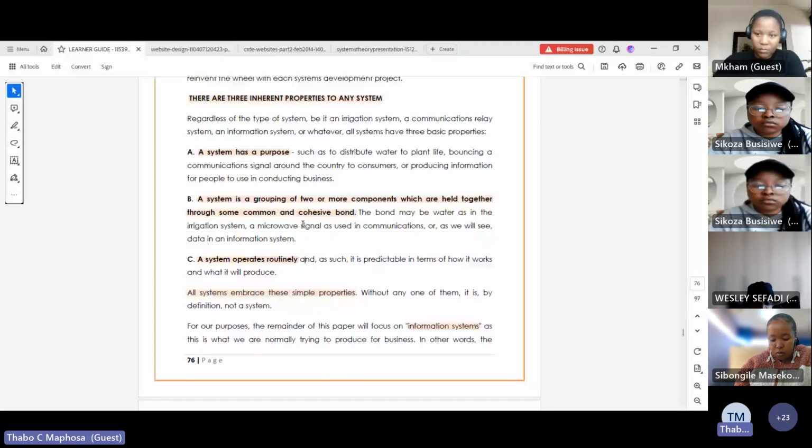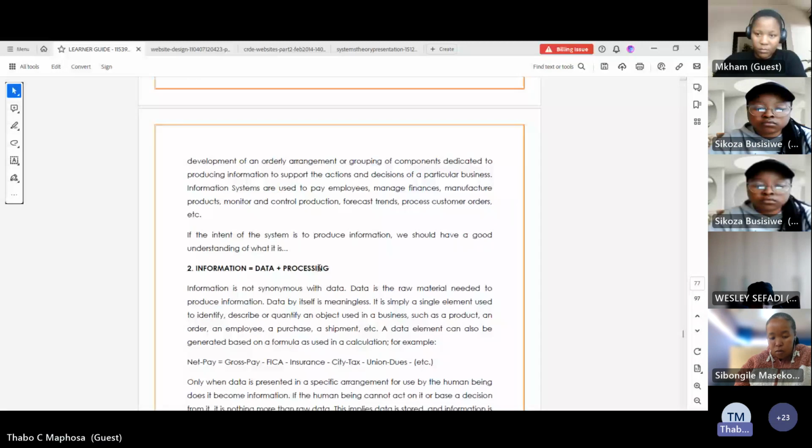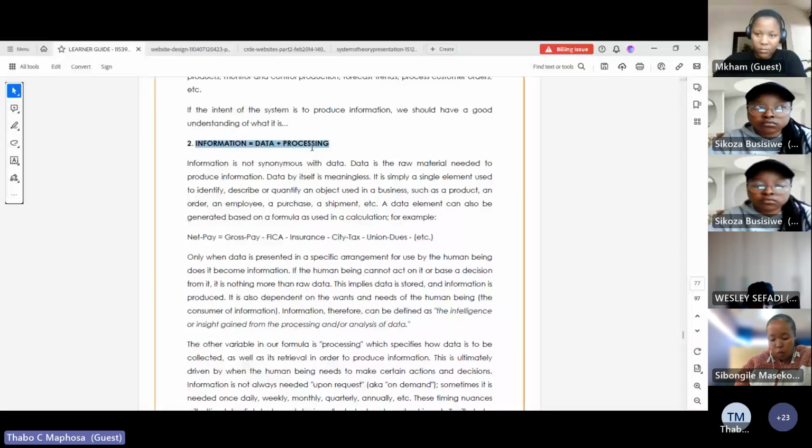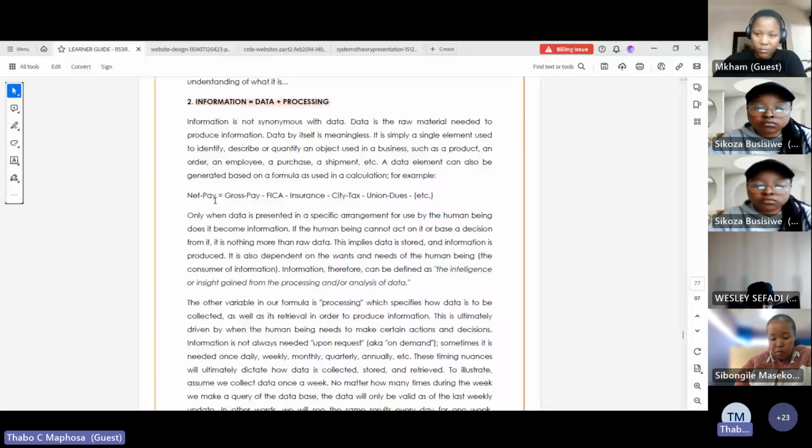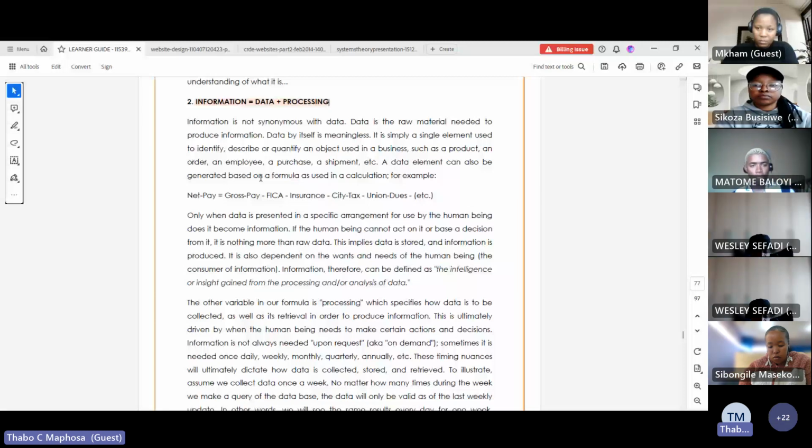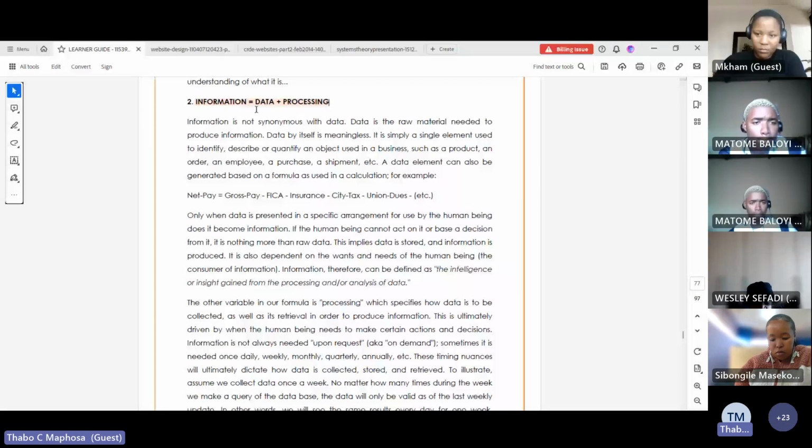So now, first up, information: data plus processing. When you're talking about information, what is information? Let's start there. Information is definitely different from data. Data and information are two different things. They're not the same.